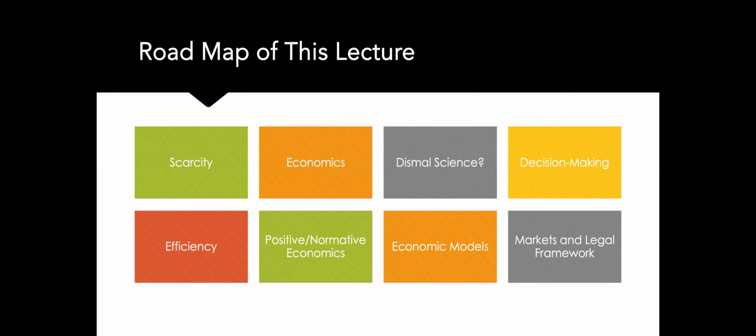We'll then dig into what decision-making principles are important for optimizing behavior. We'll talk about efficiency, which is one of the goals of economists. We'll talk about the difference between positive and normative economics. We'll talk about economic models, and then we'll finish by talking about the economic organizational structures, so to speak, that basically define how resources are distributed in various countries around the world and the legal framework that allows for markets to exist, which will set the stage up for our discussion of trade and supply and demand moving forward.